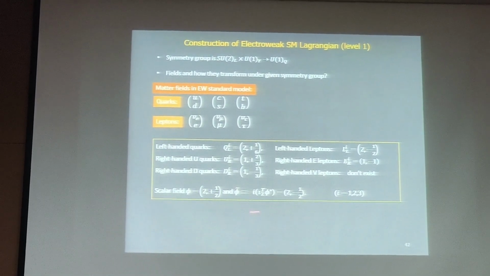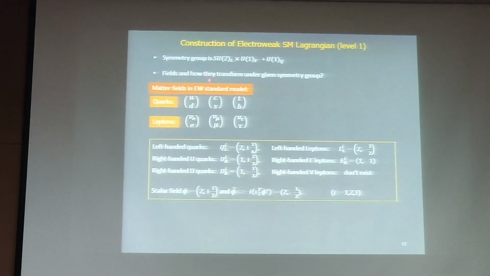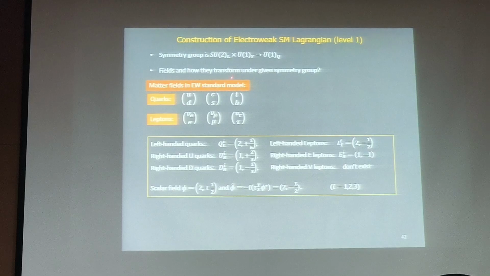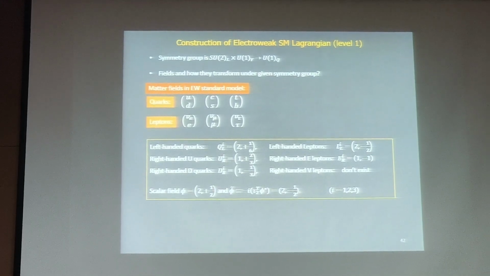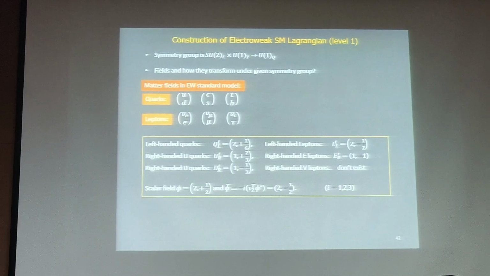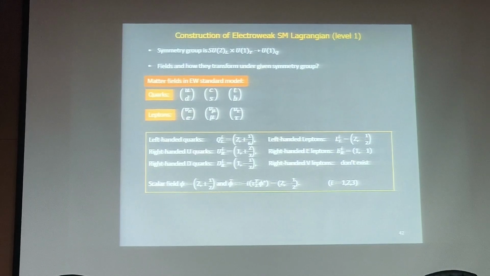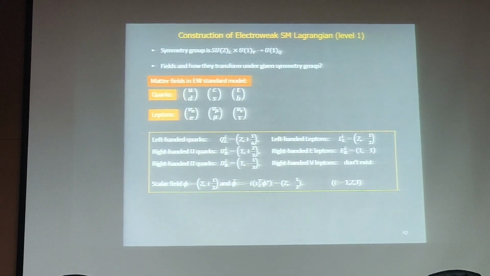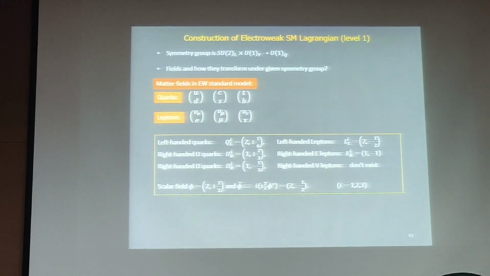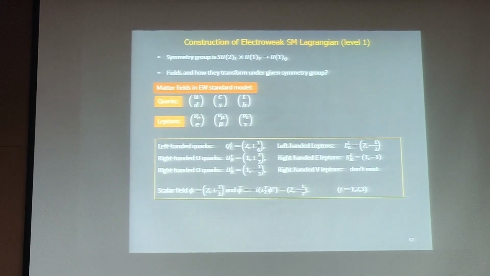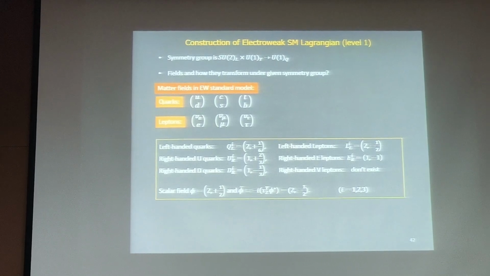So these are the ingredients. The information provided in the box just answers this question: how fields transform under the given symmetry group. Okay, so once you know the answers to these two questions, what the symmetry group is, what the fields are and how they transform, then you can go on to construct the Lagrangian by using the recipe which we have discussed.